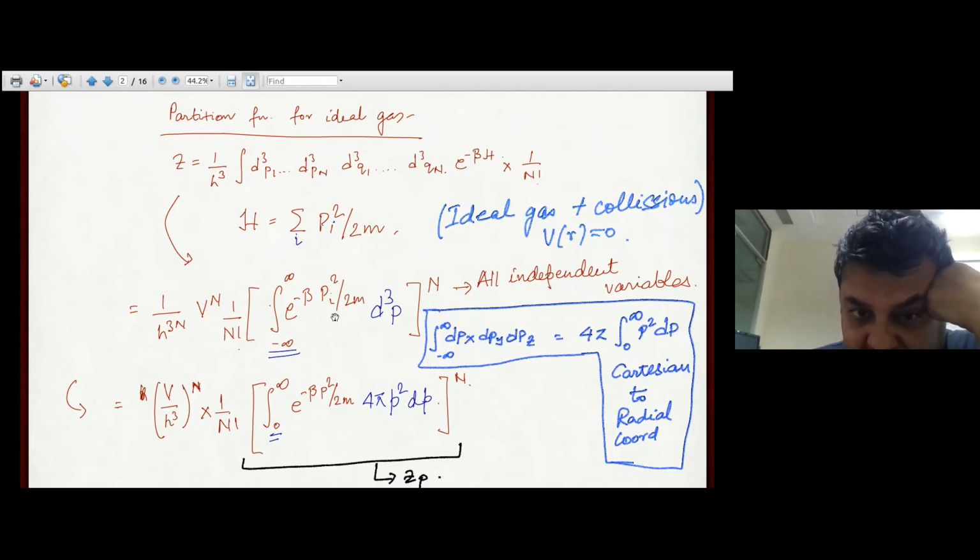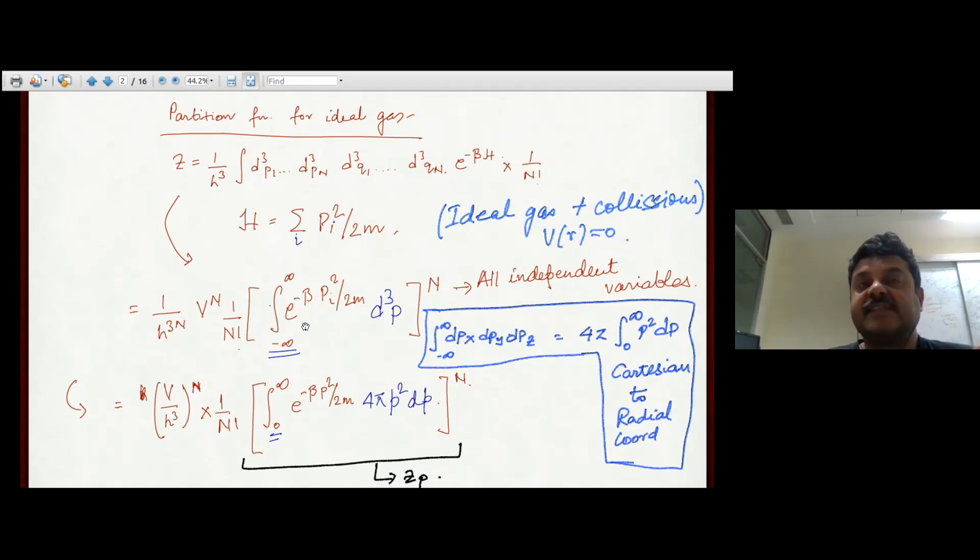For each particle, this is the integral you have to evaluate to the power n, because the momenta of each of the particles are independent variables which are varying from minus infinity to plus infinity. Remember, when you were doing microcanonical, you had the condition that the total energy was fixed, but here the system can take any value of energy. You can have a microstate where p1, the x component of momenta, is nearly infinity, a very high value tending to infinity, but that is possible.